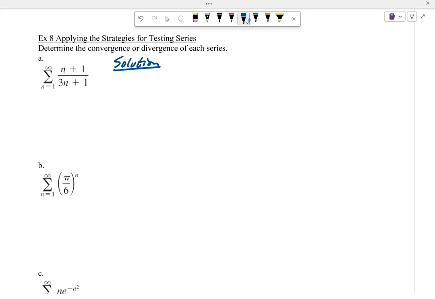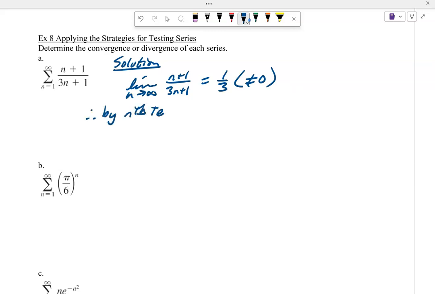So I'm looking at this and I'm like, gosh, you know what? The limit of the nth term, if I divide everybody by n, would be 1/3. Well, that's not 0. So I can conclude right away by the nth term test of divergence, the series diverges.